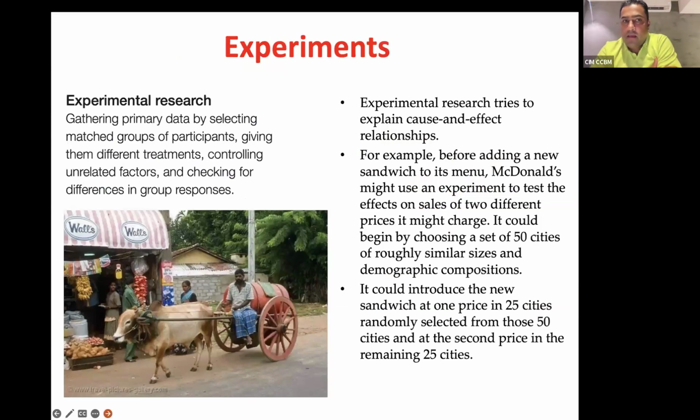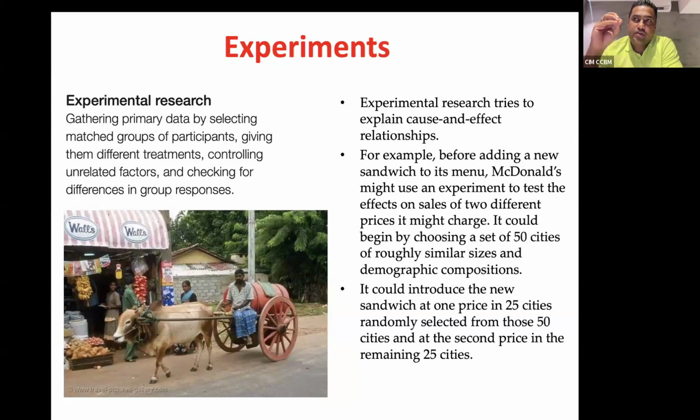Experiments. Experiments are another method. We call this experimental research. Now, some time ago, Walls ice cream, I don't know if you know this, Walls ice cream became Cargill's Magic. When I was studying marketing, Walls was an international brand owned by Unilever. So Unilever launched an ice cream factory and ice cream brand in Sri Lanka. It was called Walls Ice Cream.